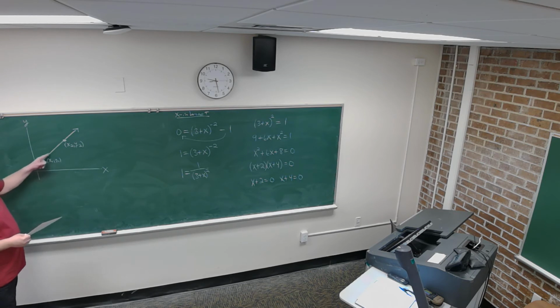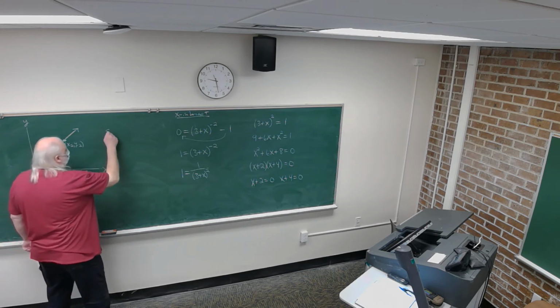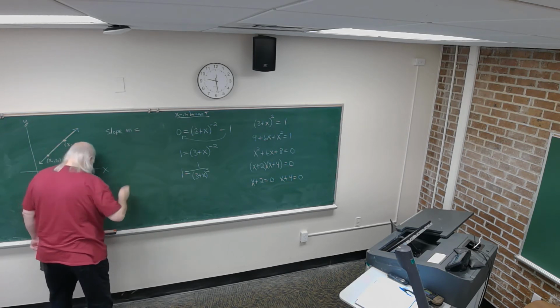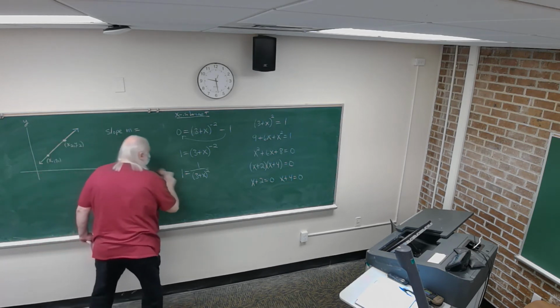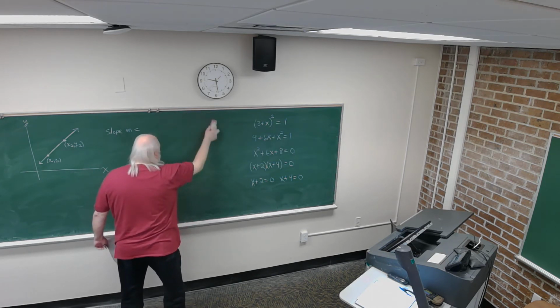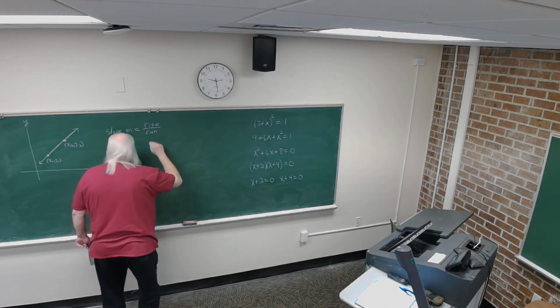And the steepness of the line, slope is another word for steepness, is the same at every point on the line. It doesn't change. And so the slope or the steepness can be expressed as rise over run.